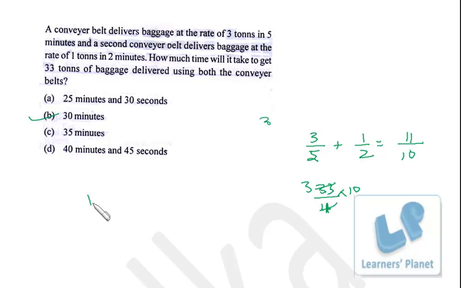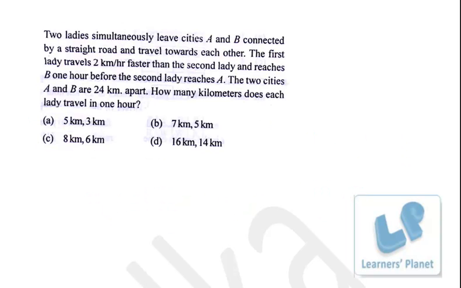That is 11/10 ton per minute. Okay, and we have 33 tons. So we'll take 33/11 into 10, that's 30. Okay, I hope you are clear. Now we see this problem.